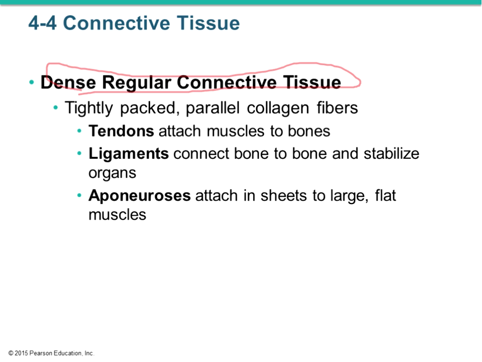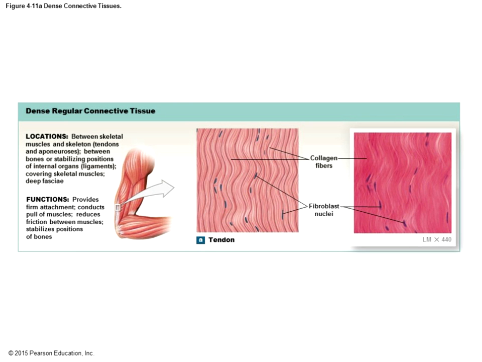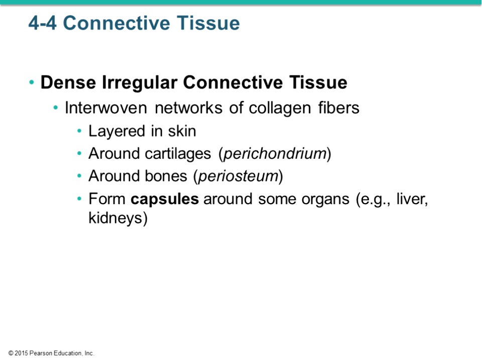Dense regular is one you want to focus on. It is tightly packed, parallel bundles of collagen fibers. So tendons and ligaments are great examples of dense regular connective tissue, right? Because they attach muscle to bone or bone to bone and provide excellent strength and support, and also some flexibility. And here you can see what it looks like under the microscope, right? You can see these wavy collagen fibers, right on top of one another, providing a lot of strength.